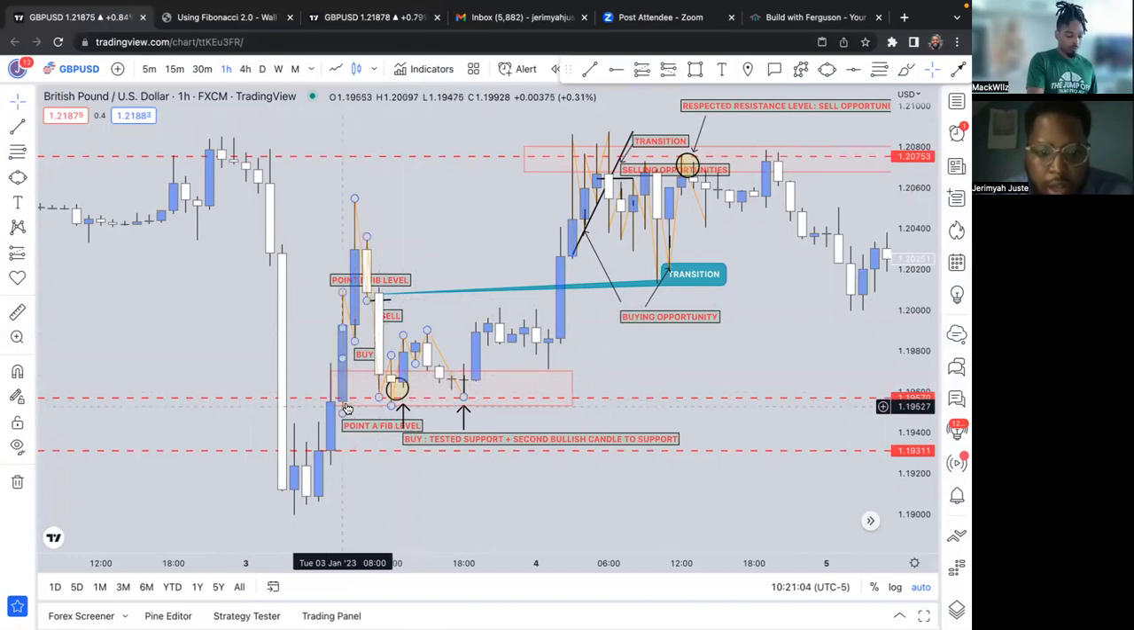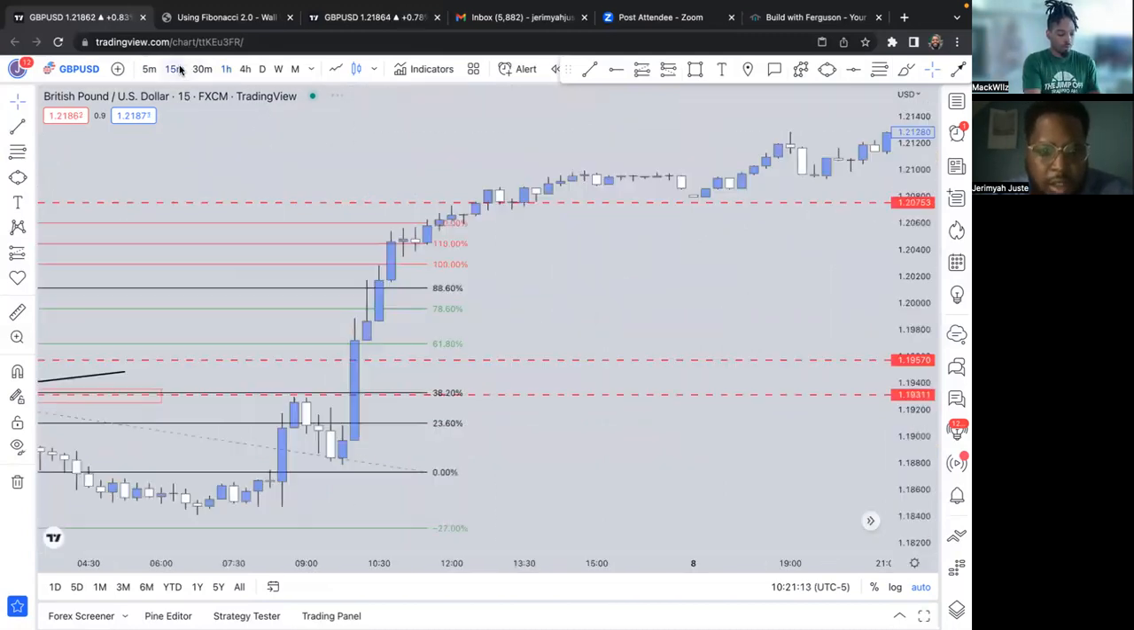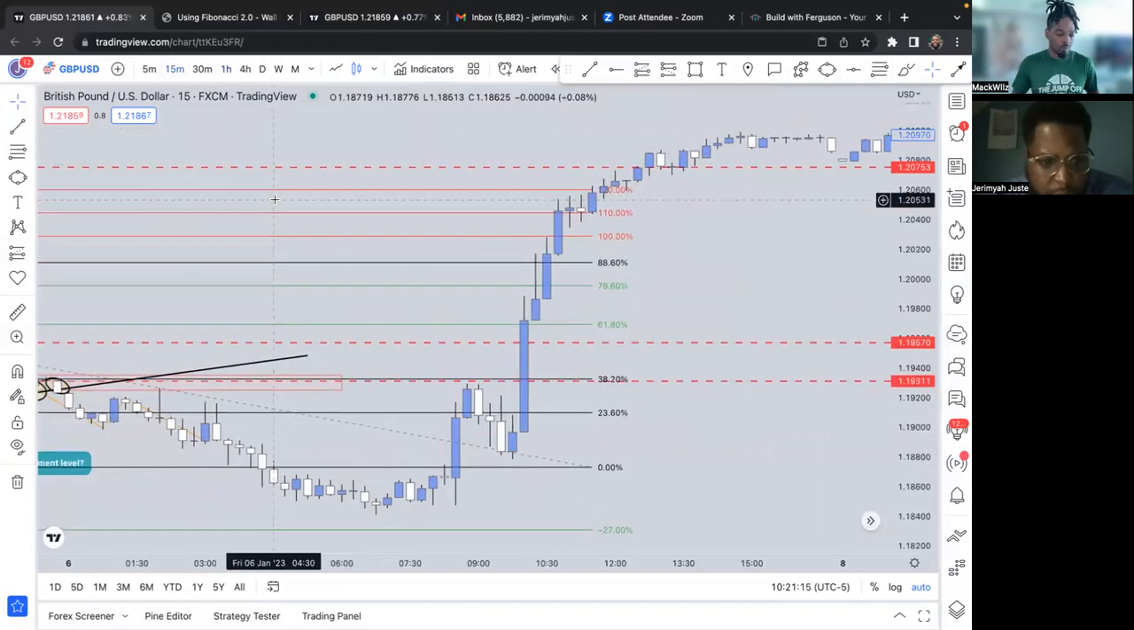I highlighted this zone here. You see that there was some type of support here. So I took that to the 15-minute to get some more detail in regards to what was going on over there.